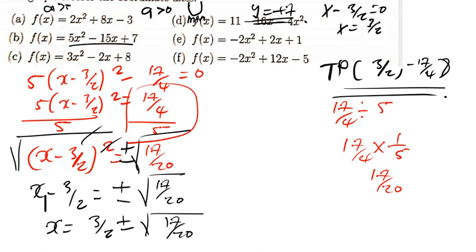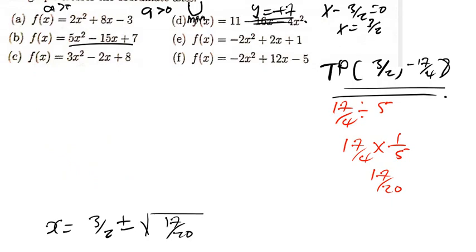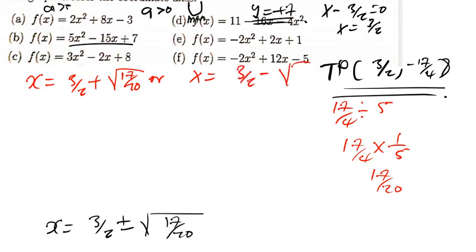But if you want, you can use the long division method. So what are we going to have now? We are going to have x equal to 3 over 2 plus root of 17 over 20, or x equal to 3 over 2 minus root of 17 over 20.